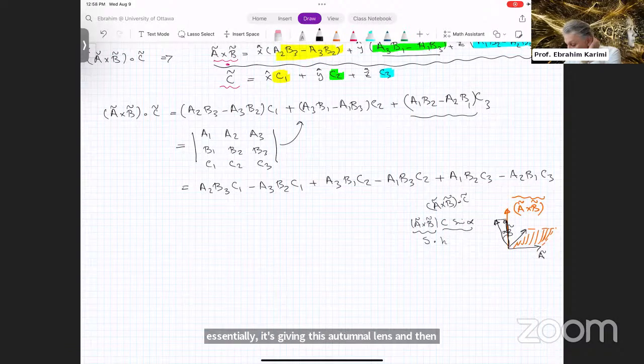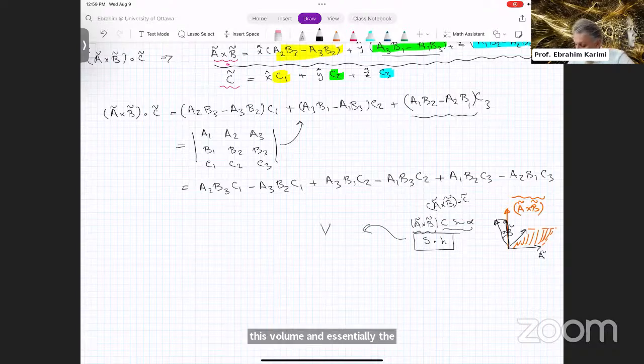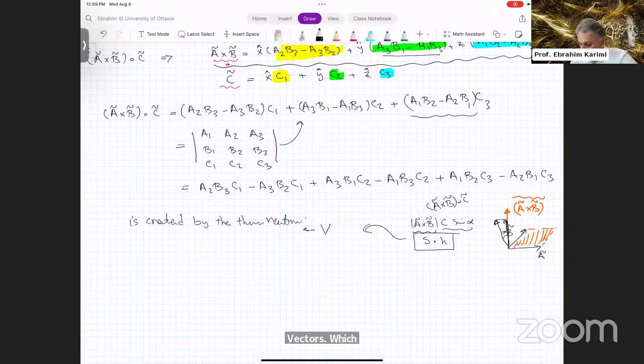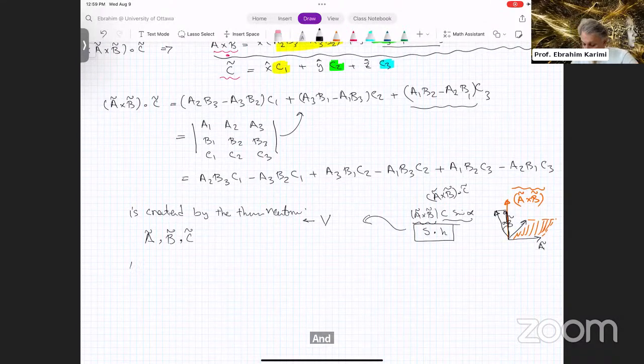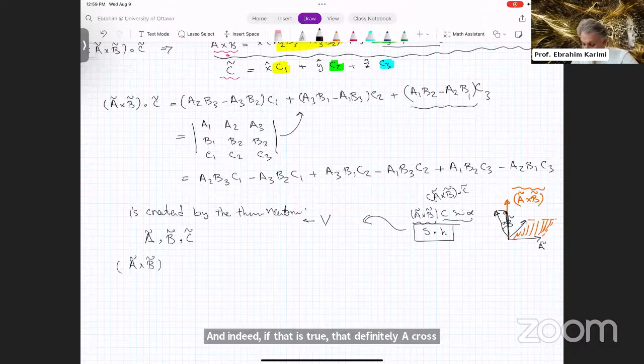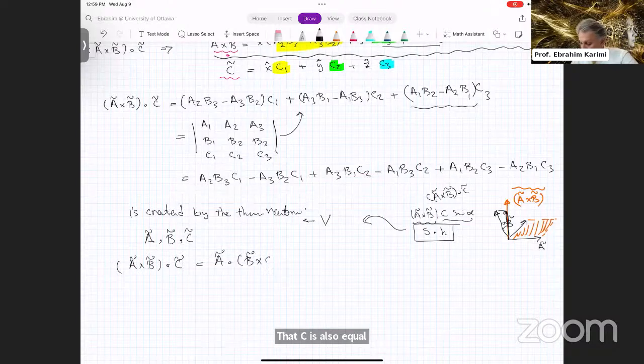So it is surface multiplied by H, which is the height of this volume. Essentially the entire result will be the volume that is created by the three vectors, which in this case are vector A, B, and C. And indeed, if that is true, then A cross B dot C is also equal to A dot B cross C.